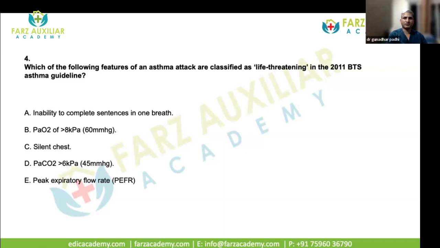So any person who is having a silent chest is considered to be in impending respiratory failure, and is considered to be in life-threatening asthma. So a silent chest in an asthmatic attack is not good, and that is the reason the silent chest is a life-threatening asthma. Whereas these other factors like PaCO2, PaO2, inability to complete a sentence in one breath, are either moderate severe asthma or near-fatal asthma. Whereas silent chest is always a life-threatening asthma.